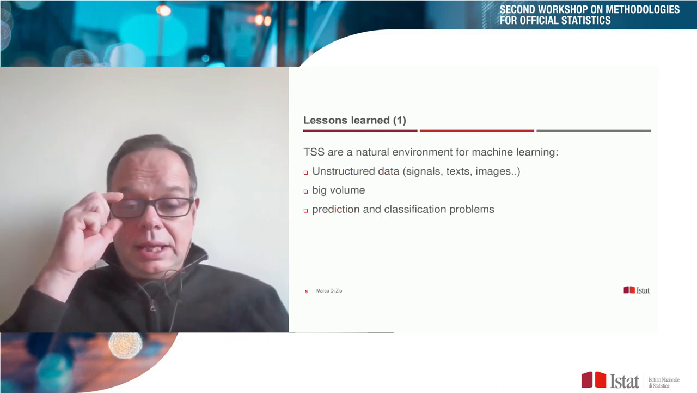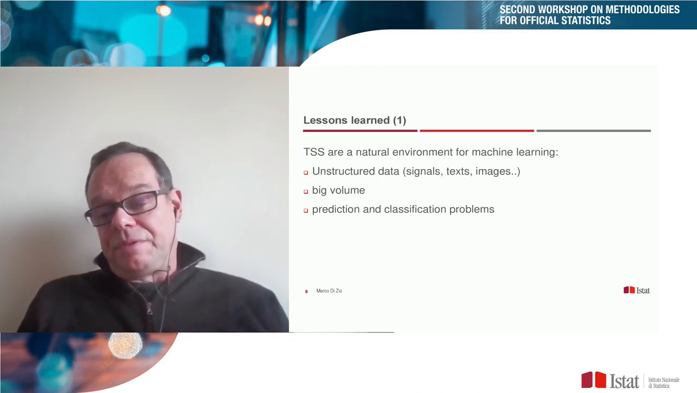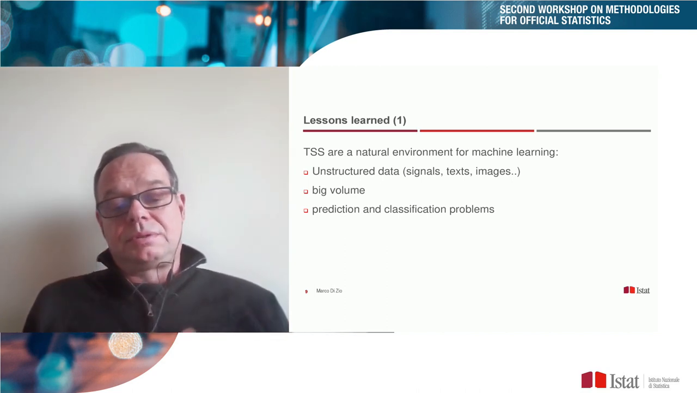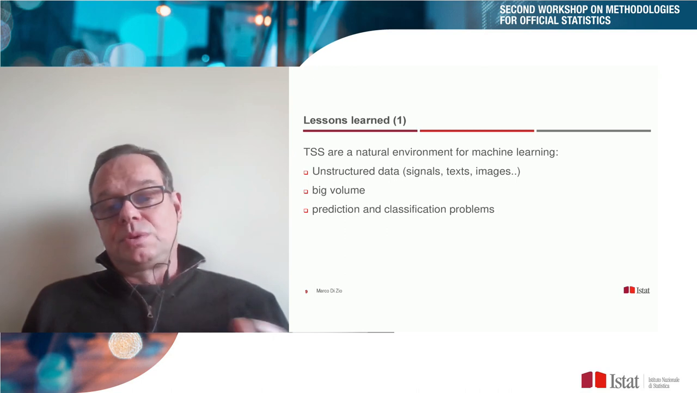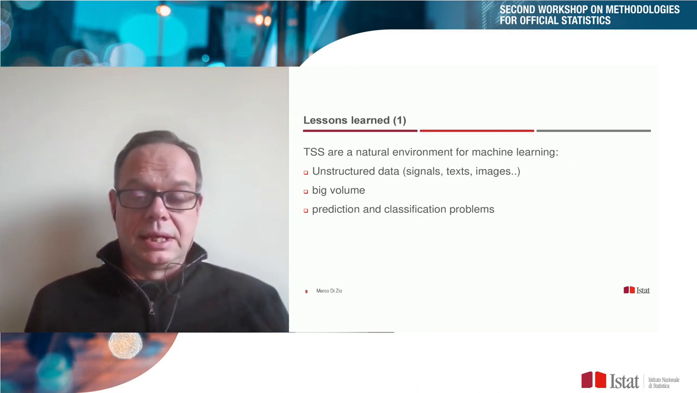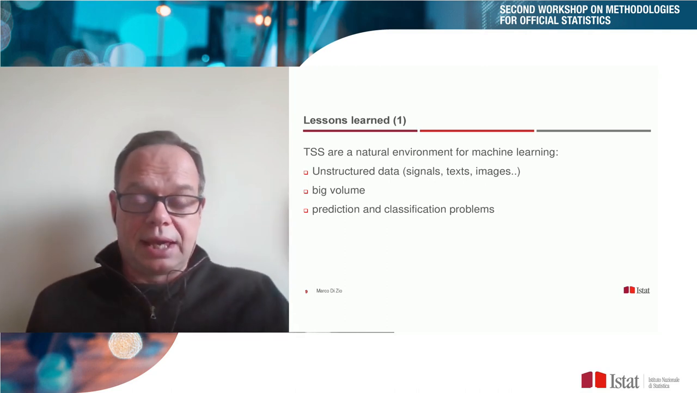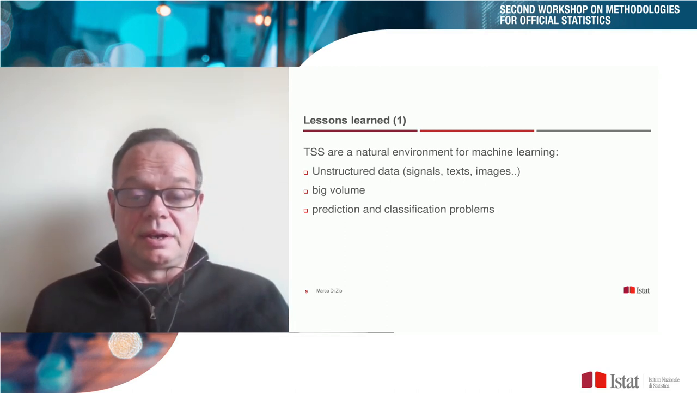So this, very briefly, these two or three slides were devoted to giving you a very rough idea of what's going on at Istat. For sure not exhaustive, but I suppose that they can give an idea.